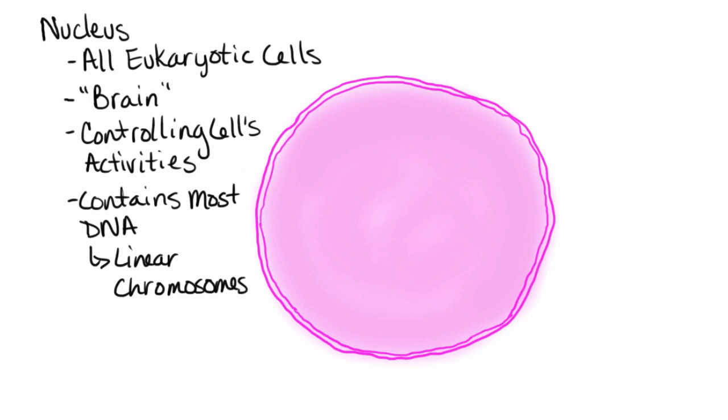So if we talk about the overall structure of the nucleus, it is going to be a membrane-bound organelle. And so we do have a membrane around the outside. And if we label it here, this is the membrane, and this is what we call the nuclear envelope. And this nuclear envelope is actually a double membrane. So there's kind of two phospholipid bilayers there.